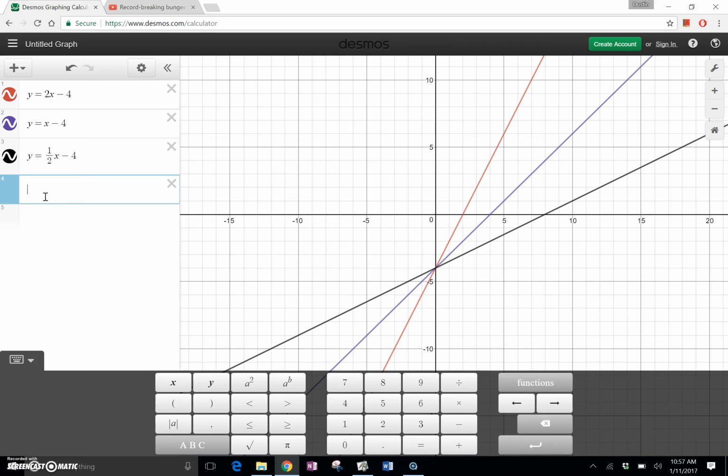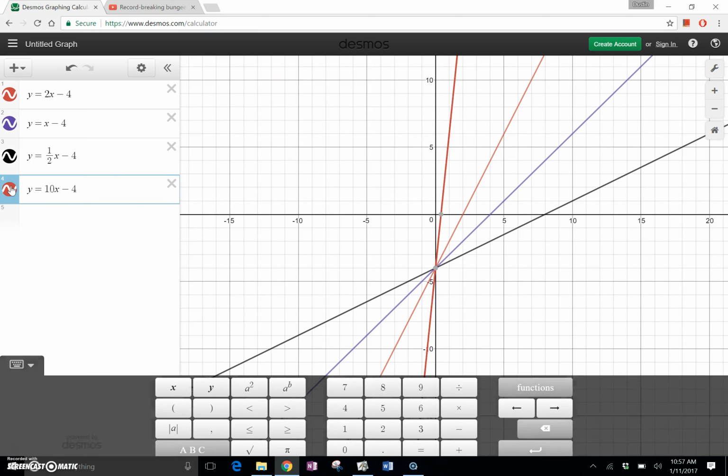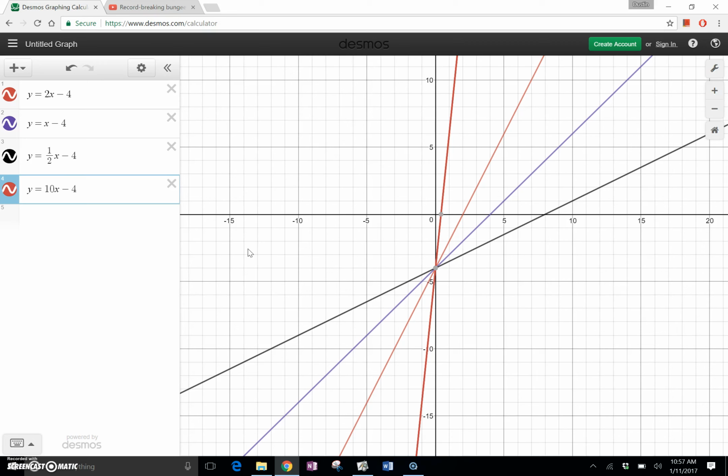So if I type in something that would be really steep, like y equals 10x minus 4, we have another red line that is even steeper. So I just want you to realize the higher the slope, the steeper the line will be. Okay?